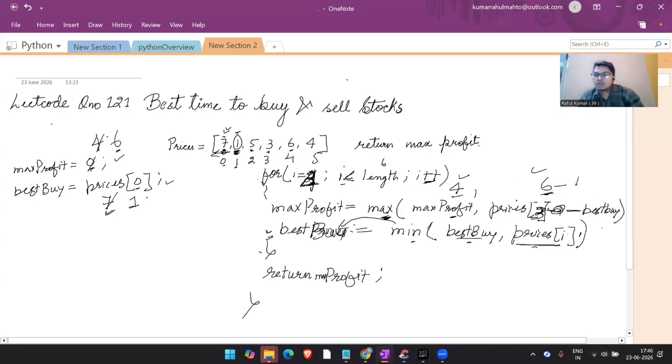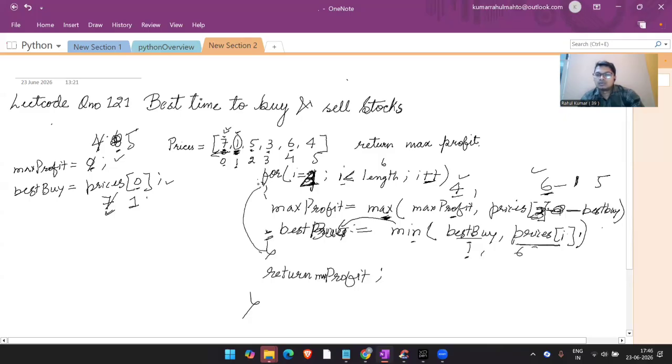6 minus 1, 5. 5 will be there. Okay. So maximum profit is what? 5. Okay. So let me come to this line. Minimum of best buy. Best buy is what? 1. And what is the current position? 6, which is lesser this one. So no need to update.